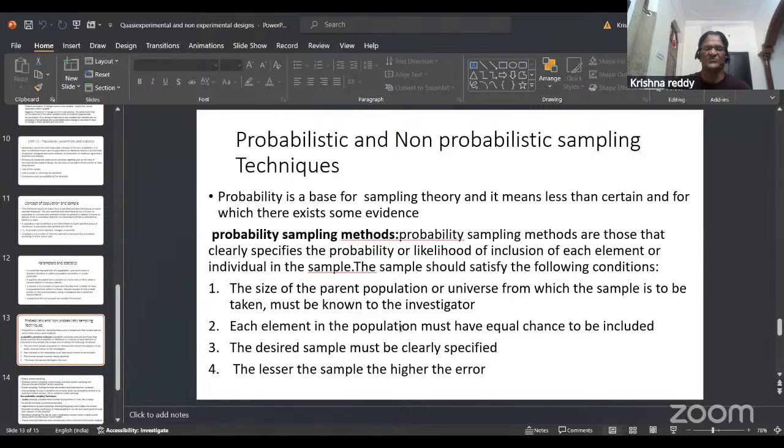So the size of the parent population or universe from which the sample is taken must be known to the investigator. It's better always knowing the total population, then only you can decide from that population the sample you want to take up for your study. Each element of the population must have equal chance to be included. That is the representation. Otherwise, it's not representative. If there are 100 students, if the sample is good, everybody has equal chances for inclusion in the sample. The resulting sample must be clearly specified. The lesser the sample, the higher the error.